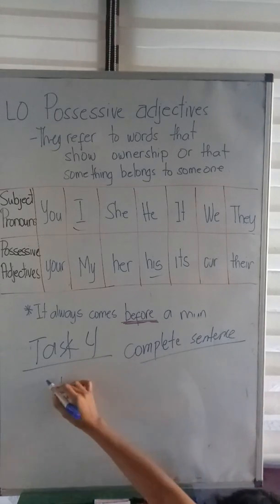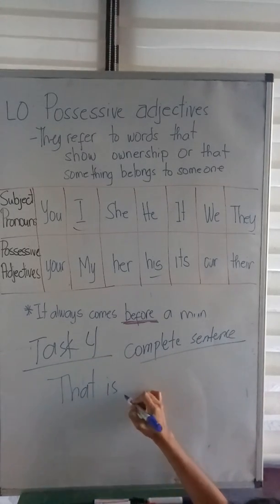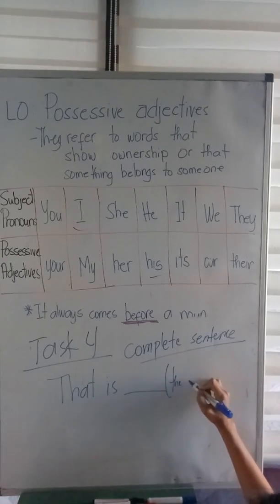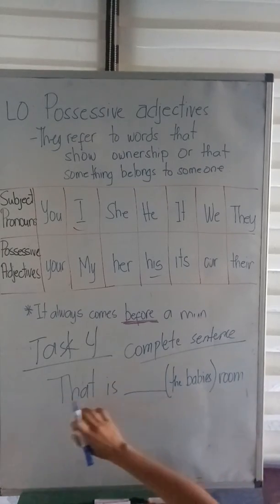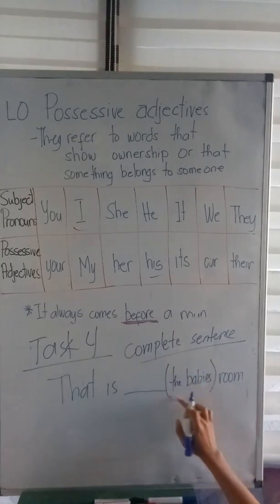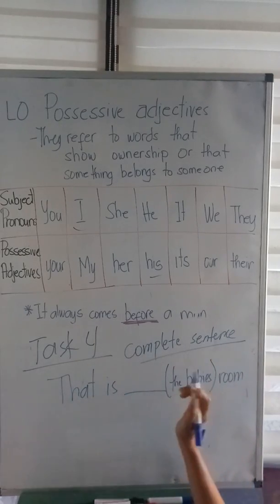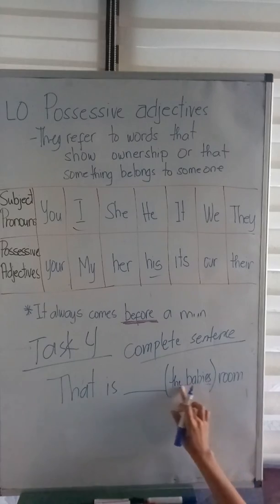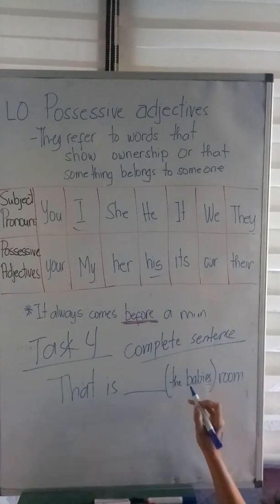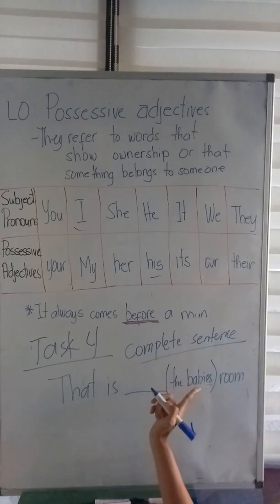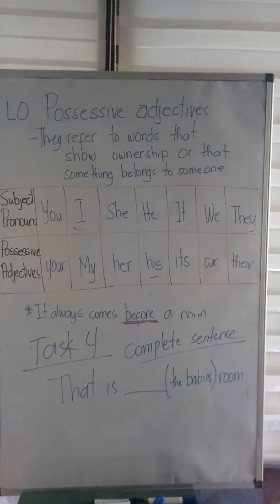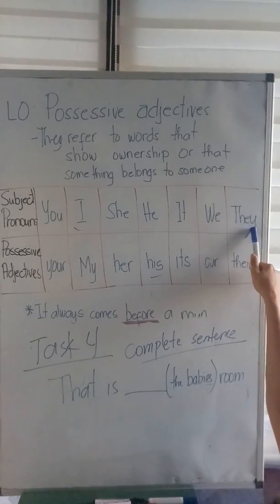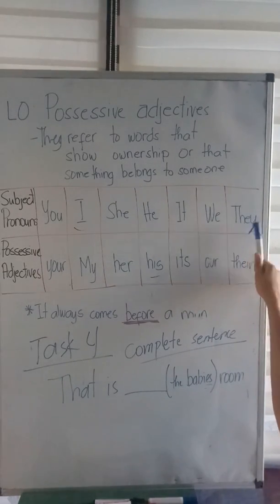For example, that is blank, the baby's room. That is blank, the baby's room. The ones here inside the parenthesis, you will see a noun, the babies. Now, it's a group and it's plural. What is the equivalent subject pronoun of the babies? You can check the table up there. So you will see that the equivalent subject pronoun for the babies is they. So the equivalent possessive adjective for they is their.